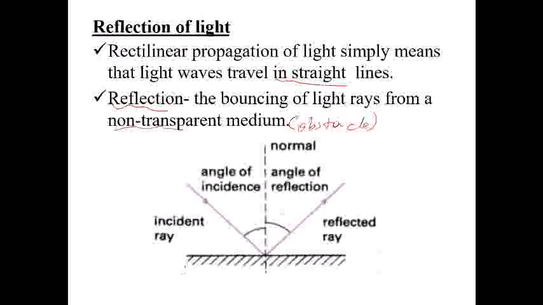As you see, this one is a non-transparent material or an obstacle, and this ray is the incident ray. That means the ray which is coming to an obstacle, and the middle broken line is named the normal line. After the incident ray reaches the surface of this obstacle, it reflects back, and the reflected back ray is this one, and it's named as what? Reflected ray.